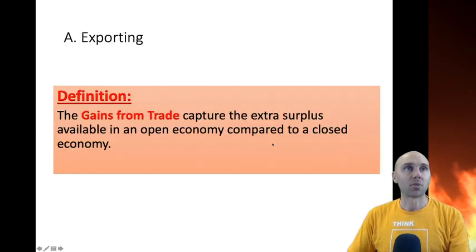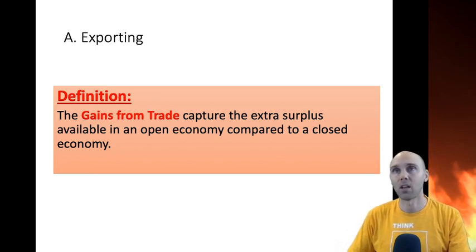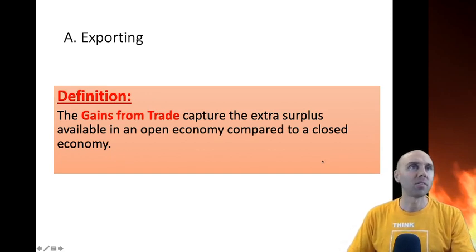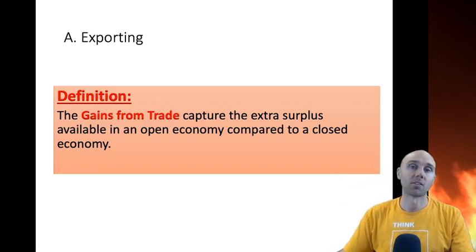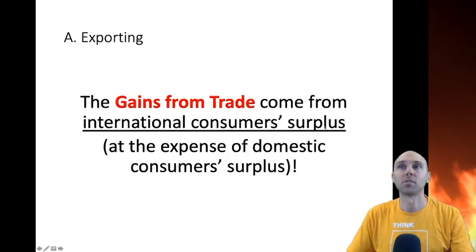I mentioned gains from trade. That can be defined very simply as the capture of that extra surplus available in an open economy compared to when that country is in autarky, or in other words, is a closed economy. Now, where are those gains from trade coming from? Well, it's because of that exporting. So it's coming from the international consumer surplus at the expense of our domestic consumer surplus. So our domestic consumer surplus is going down, our consumers are worse off, but overall our producers' gains more than make up for it.